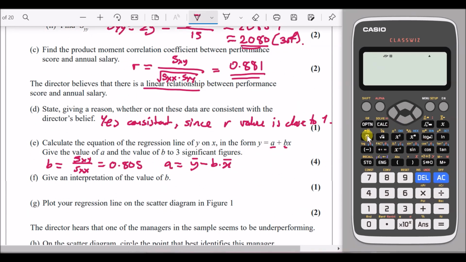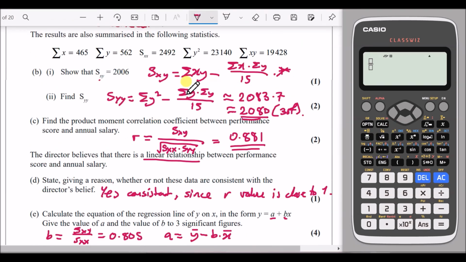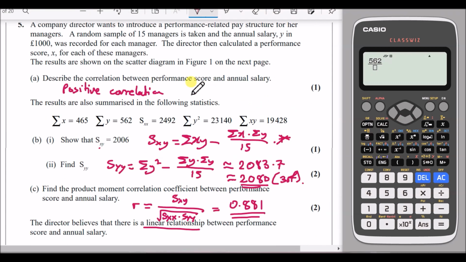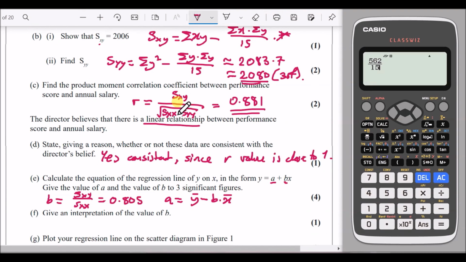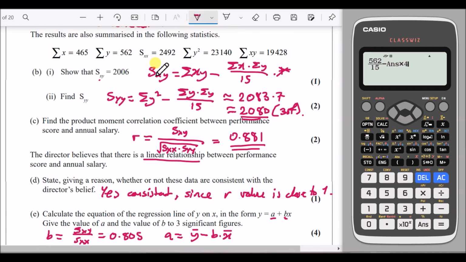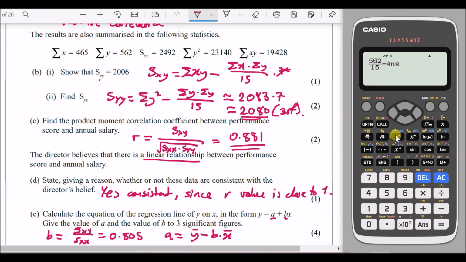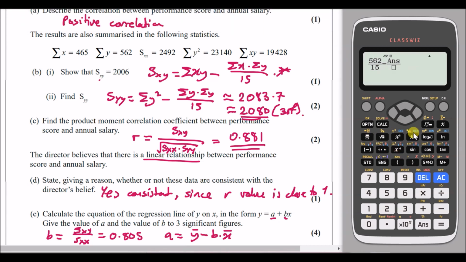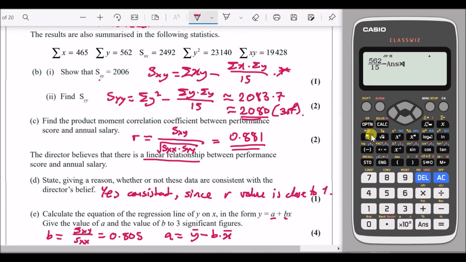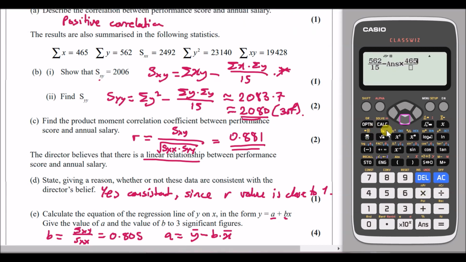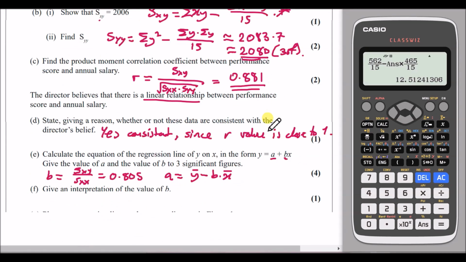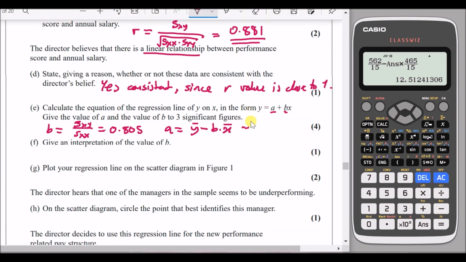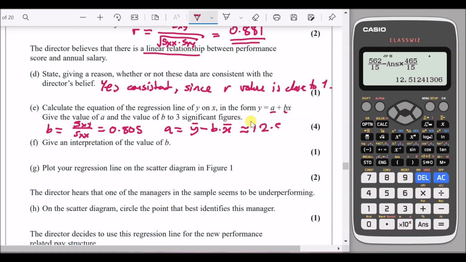I'll show you in the calculator. So y bar is calculated like this. You take the sum of y, which is 562, over the sample size, which is 15. Take away our value for B, and we do the same thing for x bar: the sum of x, 465, over the sample size 15, and that should be our answer for A. A is roughly approximately 12.5.